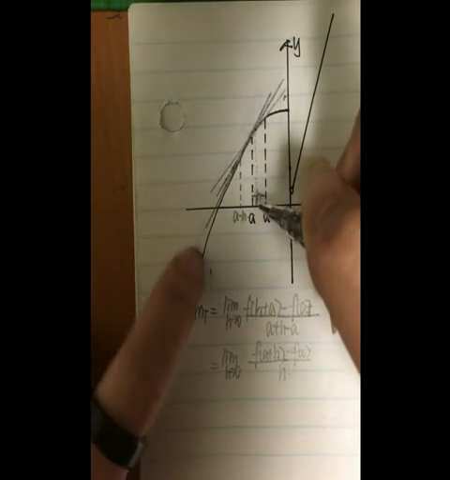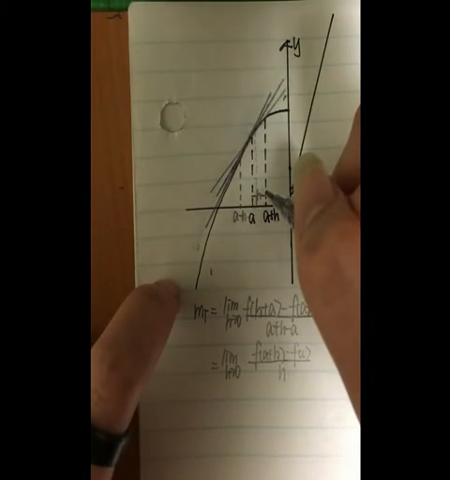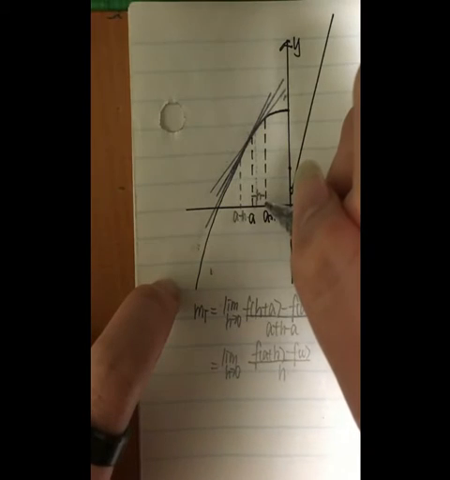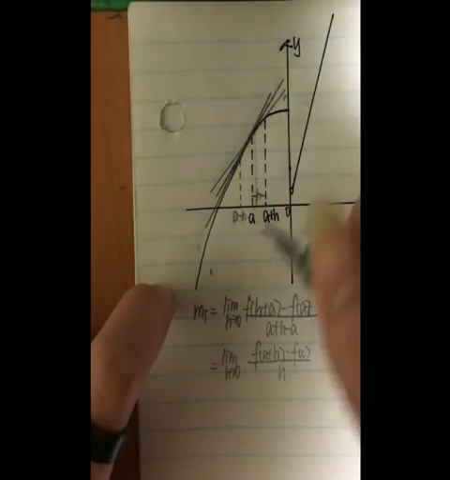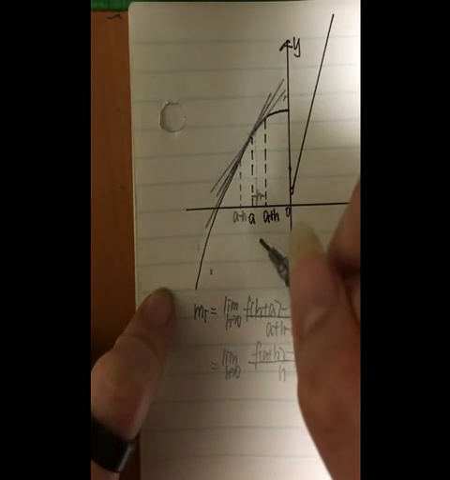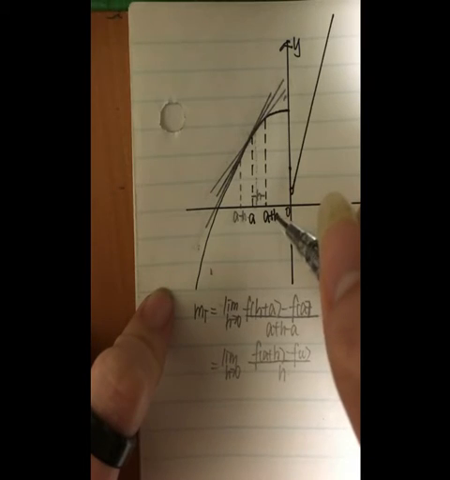Because the distance between 2 points tends to 0, the slope of the secant will tend to the slope of the tangent at point A.